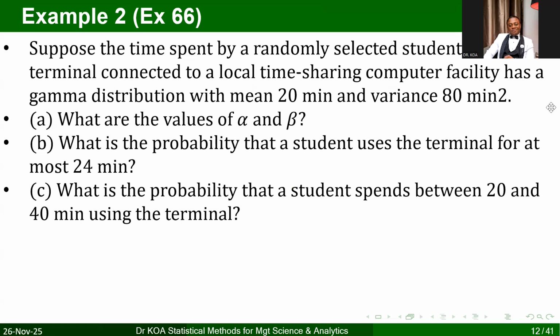What are the values of alpha and beta? Now, watch the question carefully. Okay, you have been given the mean. Do you remember I told you to write the formula for the mean? Yes, Doc. And you had the formula for the median. So now the question is a very simple question. What are the values of alpha and beta?